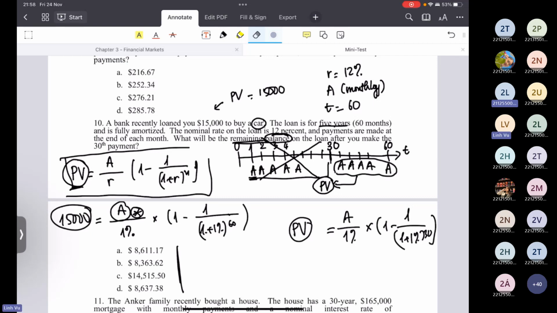Chúng ta còn hỏi gì nữa không? Ok, hết câu hỏi rồi đúng không ạ?